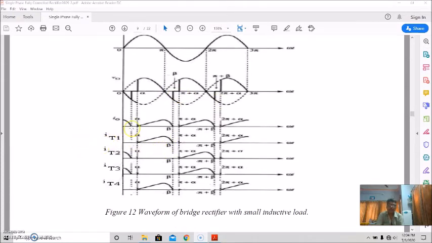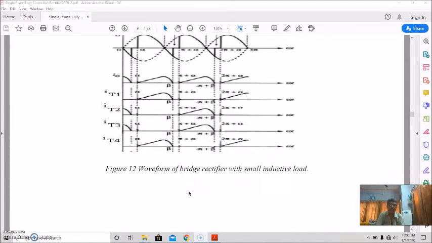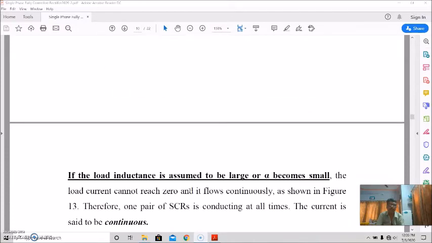So this is the output current. This current is the current through thyristor 1, IT1. This is for IT2 and IT3, and this is IT4. So continuous conduction will be possible.